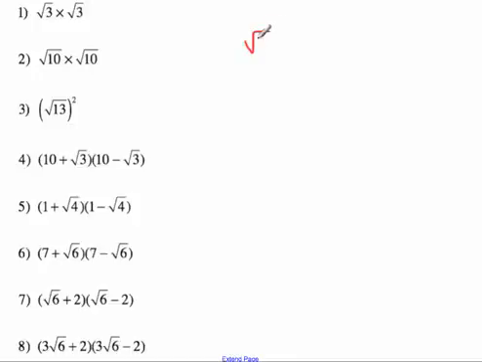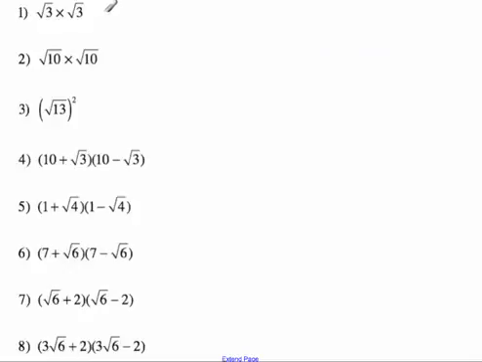Okay, let's start off simply. You'll remember that if you multiplied two surds, for example root 3 times the square root of 5, that's the same thing as the square root of 3 times 5, or the square root of 15. Now this is a technique we're going to use in all these questions. So let's start off with question 1.